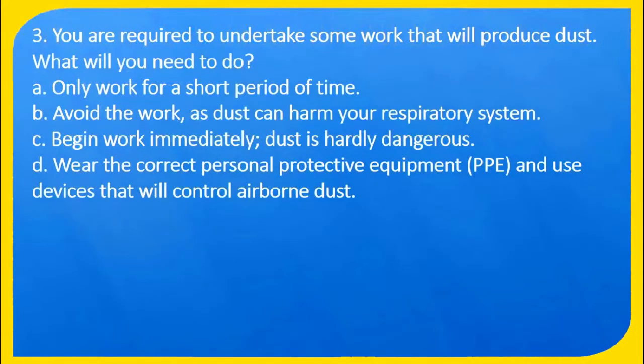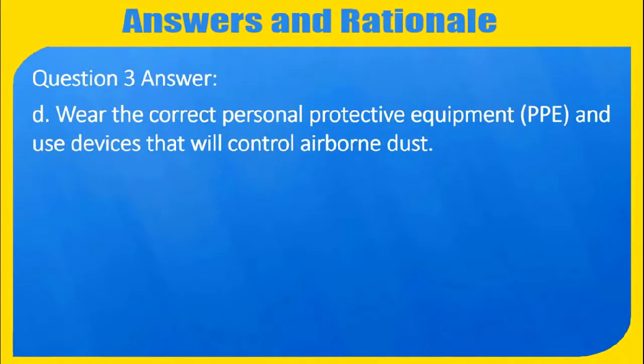Question 3. You are required to undertake some work that will produce dust. What will you need to do? A. only work for a short period of time. B. avoid the work, as dust can harm your respiratory system. C. begin work immediately, dust is hardly dangerous. D. wear the correct personal protective equipment, PPE, and use devices that will control airborne dust. Question 3. Answer D. wear the correct personal protective equipment, PPE, and use devices that will control airborne dust.